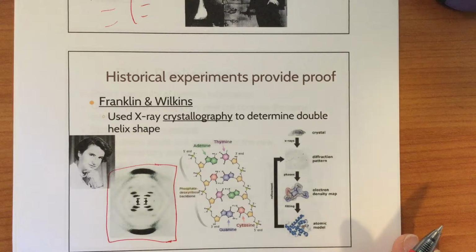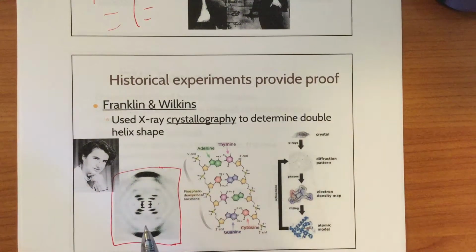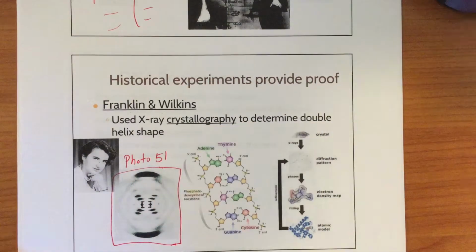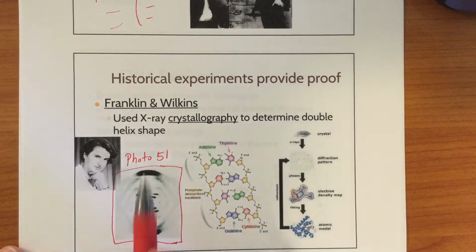So you can read about the crystallography. It's kind of fascinating, but not really necessary for the course. But one of the things she did is she took some of that transforming material inside the nucleus of the cell and diffracted it and came up with this photograph. And this is very famously called Photo 51. And Photo 51 is very telling. It tells us a lot about the shape of the double helix.